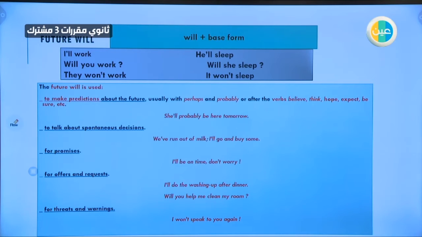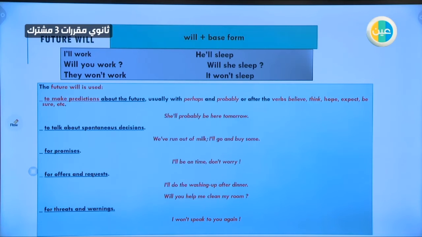In the negative, you say they will not, with not after will. They won't work as a short form, or they will not work. And also he'll sleep. Will she sleep? It will not sleep. This is how I can make it positive or negative, okay? The future will is used in the different cases that we discussed before.